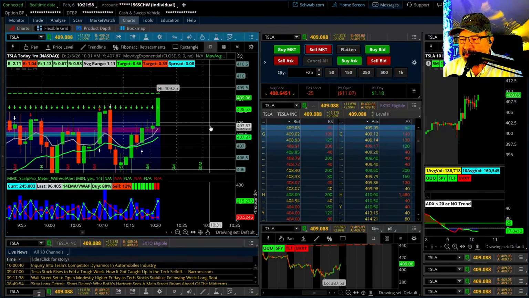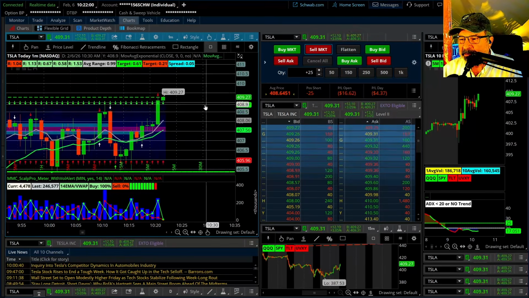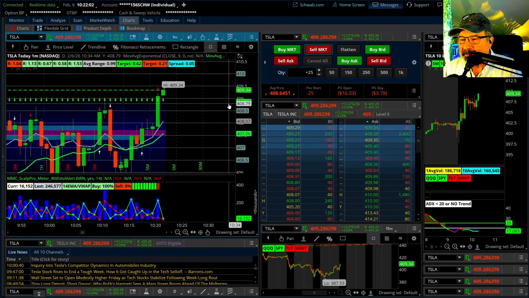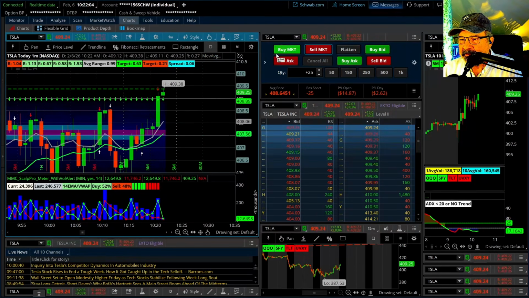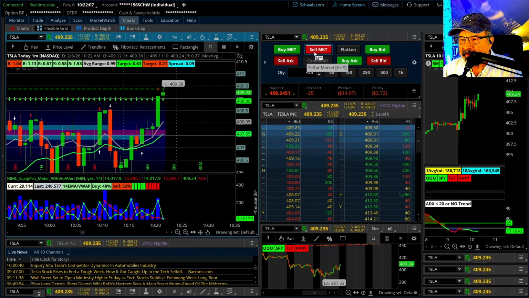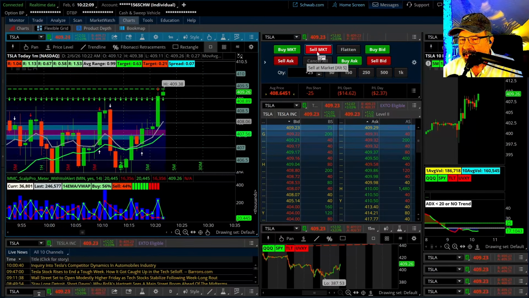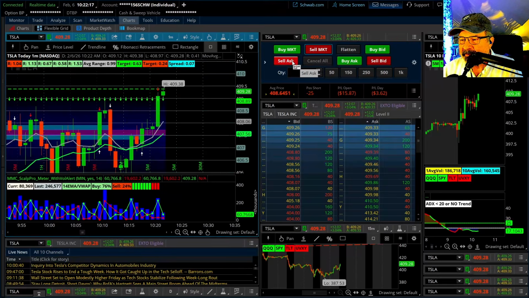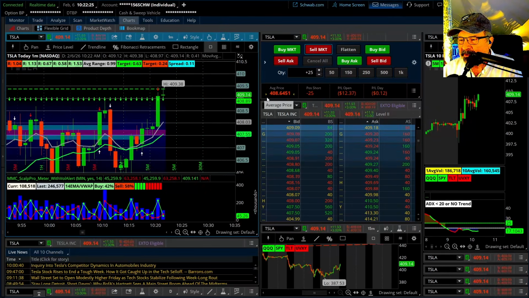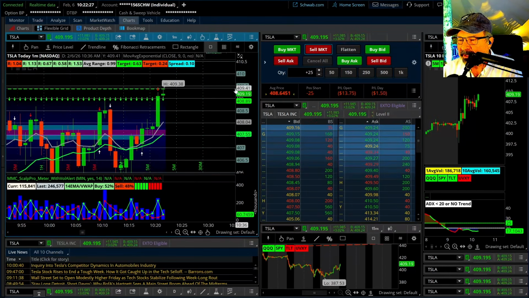So it keeps making a higher high. So we needed to reject up here. Getting ready to add up to 50 shares. Looking for a recoil. If I do, I want to get it to where I'm closer to 409 in my position, because that's very doable to make money on.